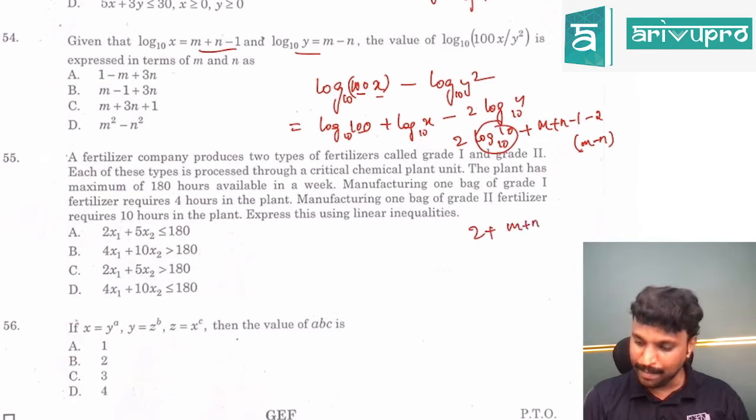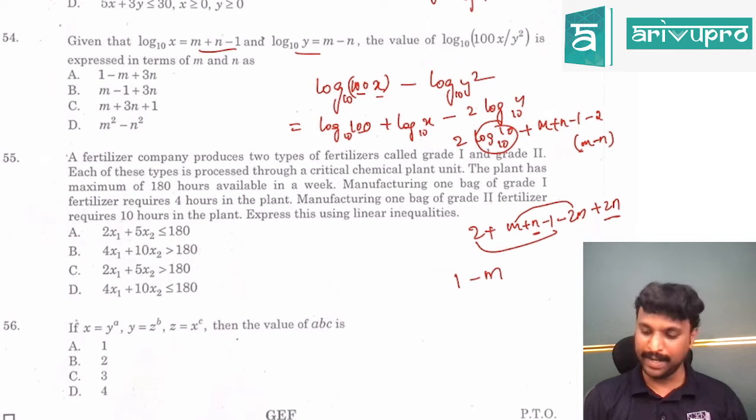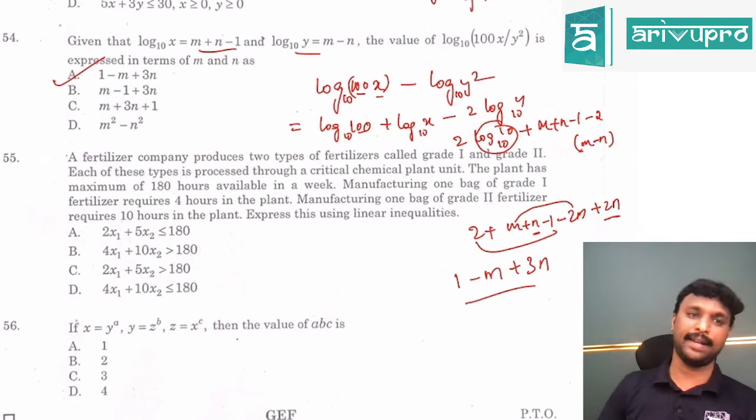M plus n minus 1. 2 into m is 2m. Minus 2 into minus n is plus 2n. So guys, it's 2 minus 1 is 1. So m minus 2m is minus m. Plus n plus 2n is plus 3n. So 1 minus m plus 3n. So option A is the right answer.